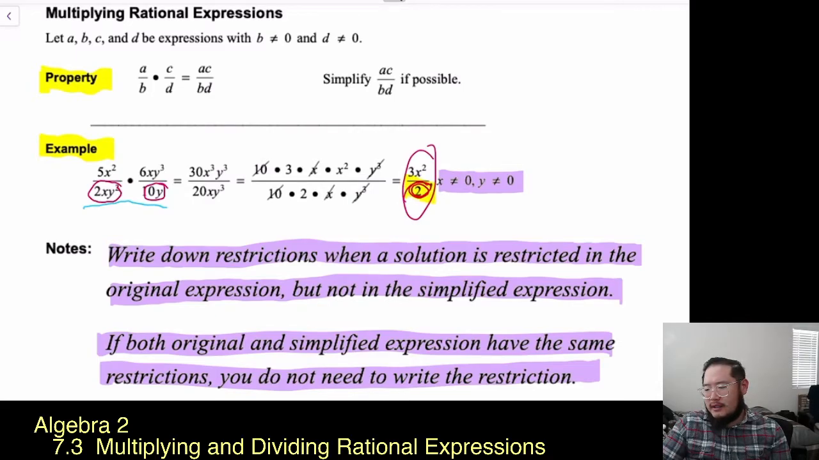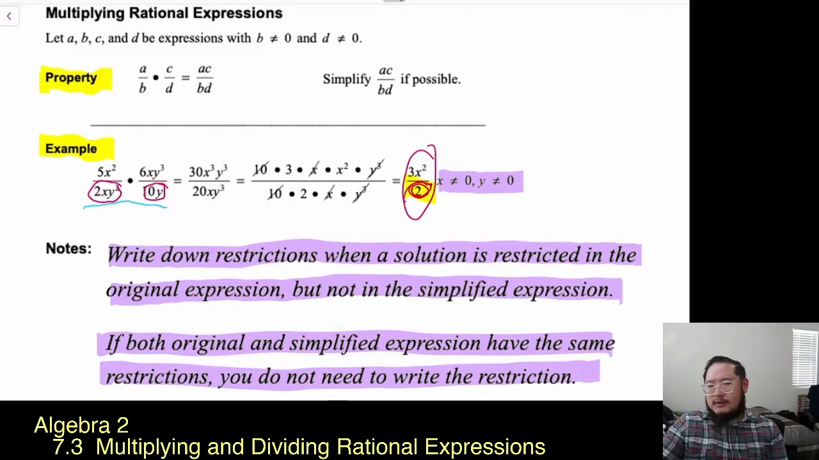So that's what I mean. It says that the solution is restricted in the original expression. In the original, we have x and y squared, but it's not there in the simplified expression. Because it's not there, we don't know whether or not we have a variable. That's why we have to put down x cannot equal 0, y cannot equal 0.